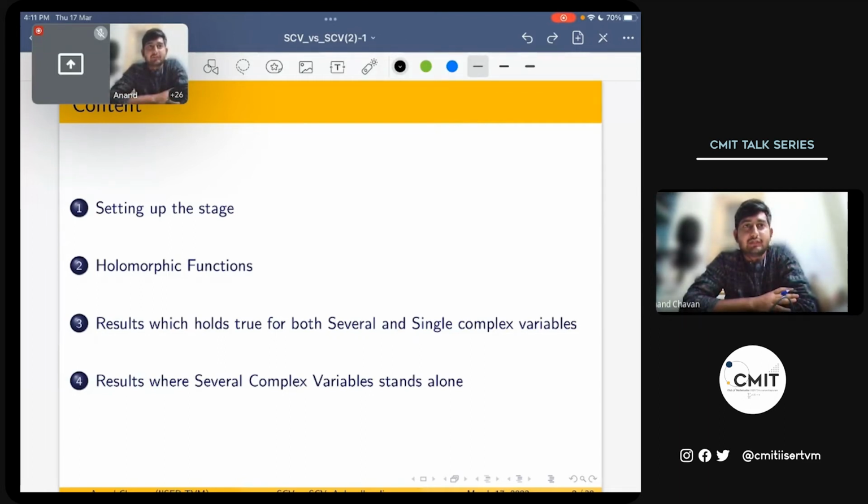We'll define holomorphic function in a complex plane. Also, what do we mean by holomorphic function in several complex variables? Then we'll move on to the results which hold true for both several and single complex variable. And at the end, we'll see the results which are only valid in several complex variables. That is, results where several complex variables stands alone.